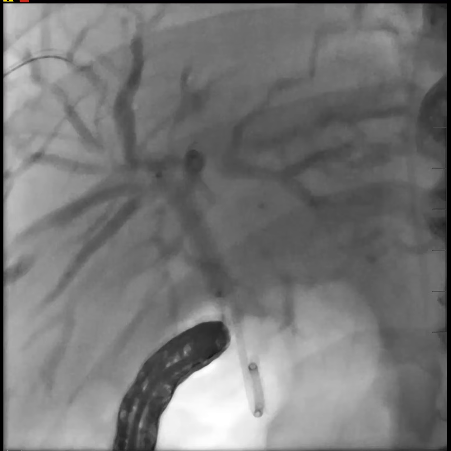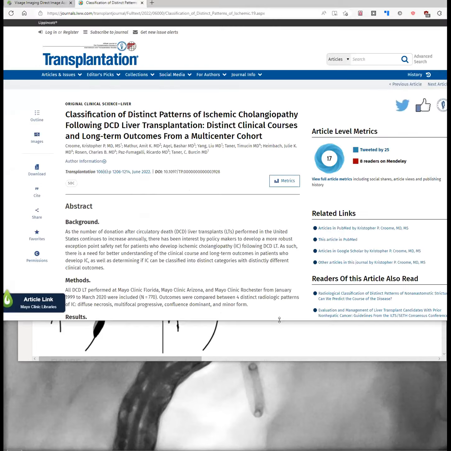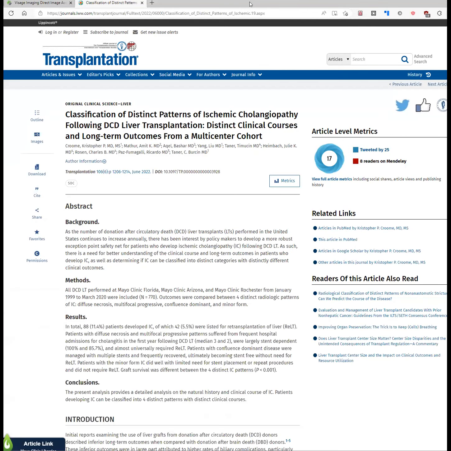So I wanted to share that there's a classification of biliary ischemia that we see after transplant imaging, and I'm going to share a diagram from a paper that I will pull up. So this is the diagram from a paper that I'm going to show you in a second. Actually, this is the paper here that was published in Transplantation, a multi-center study.